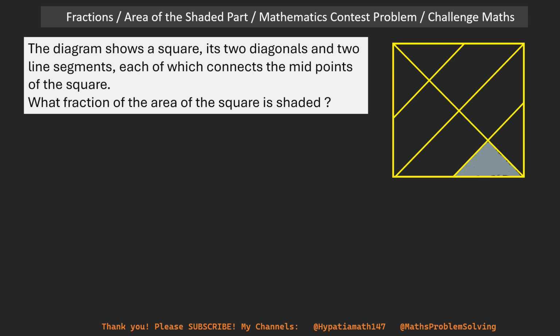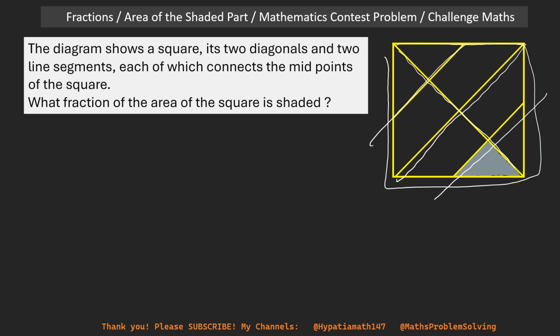The diagram shows a square. It's two diagonals and two line segments. So we have the square, and the two diagonals are these and the two line segments are these, each of which connects the midpoints of the square. What fraction of the area of the square is shaded?